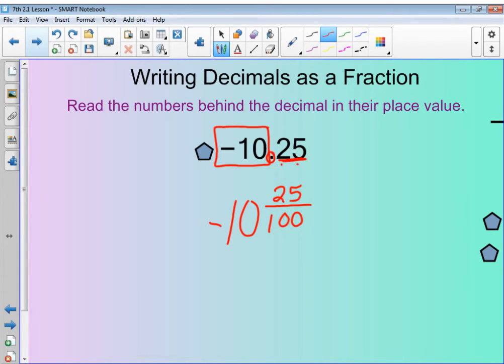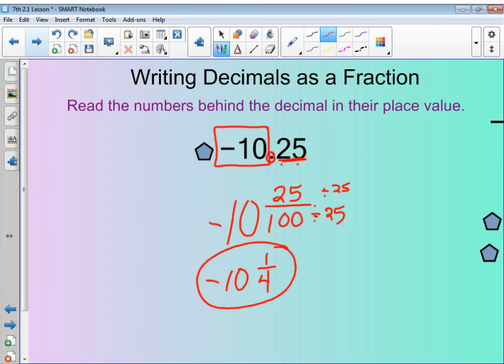But now I have to make this in lowest terms because they're going to ask us to simplify it. I'm noticing that 5 would go into both of those, but I'm noticing a bigger number, and that would be 25. So I'm going to divide each of these by 25 in my head. And if you can't, then pull a calculator out. 25 divided by 25 is going to give me 1. 100 divided by 25 is going to give me 4. So I just found out that my final answer is negative 10 and 1/4.